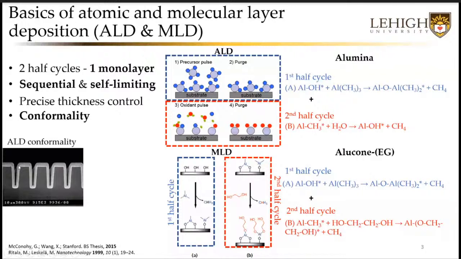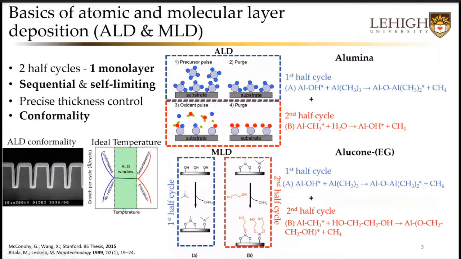And there is a temperature window for the growth. Usually the growth temperature is governed by this ALD window, which is seen in this picture. If you keep the temperature too low, the growth per cycle, meaning for every cycle, would be very high because of condensation, or very low. The growth per cycle would be very low because of no reaction.